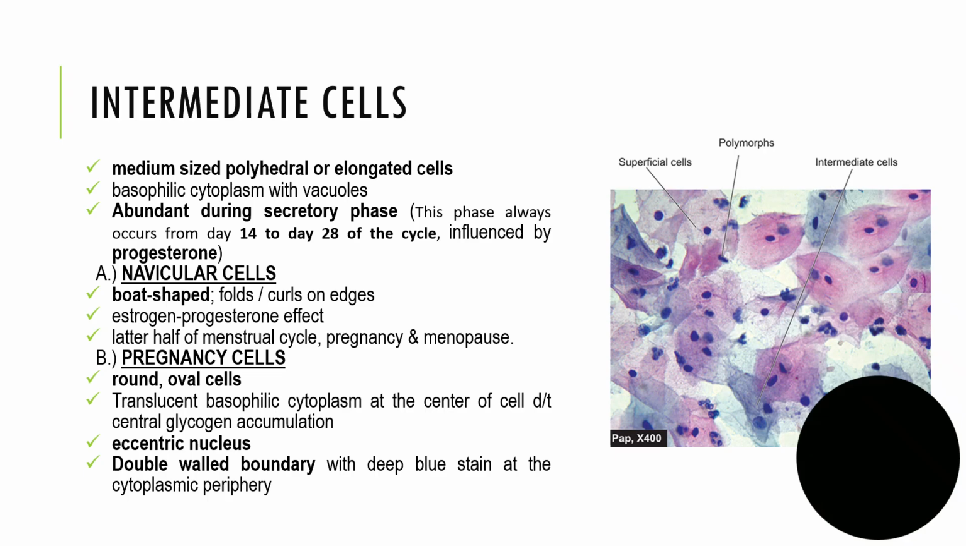Again, let's compare the navicular cells and pregnancy cells, because even though they are in the same phase, they have different morphology. To make it short, navicular cells are boat-shaped and have folded edges. Pregnancy cells have a glycogen-filled center, an eccentric nucleus, and a double-walled boundary.